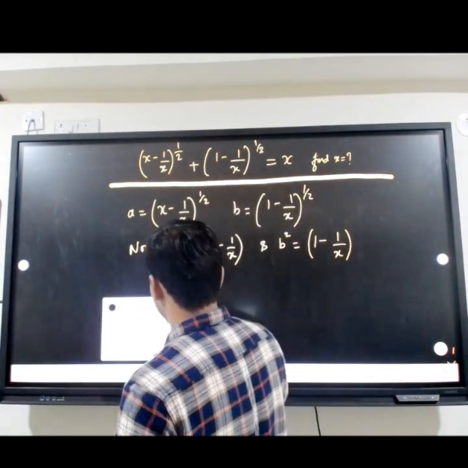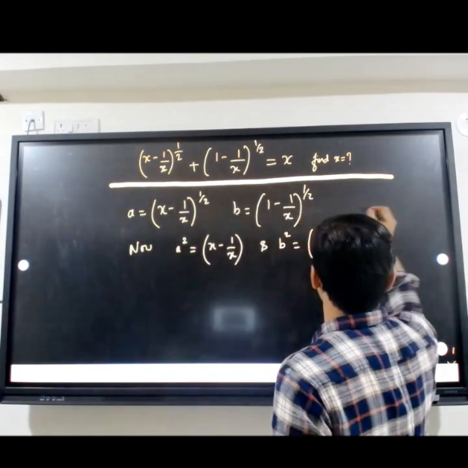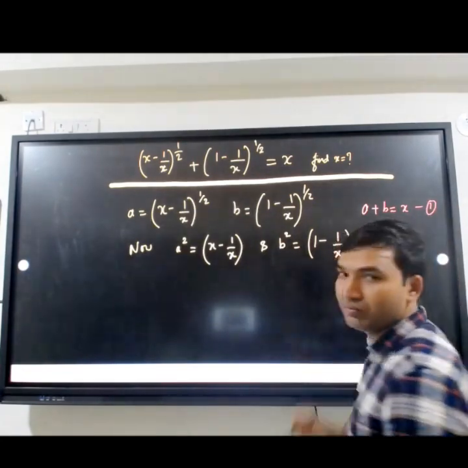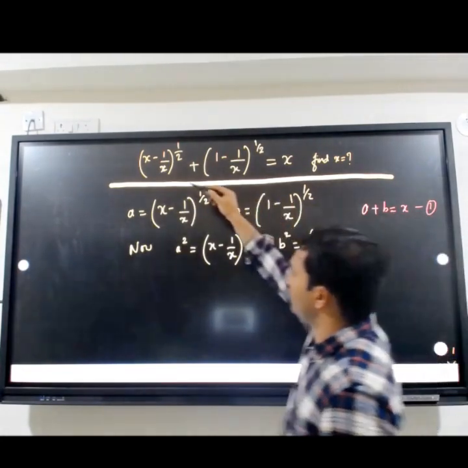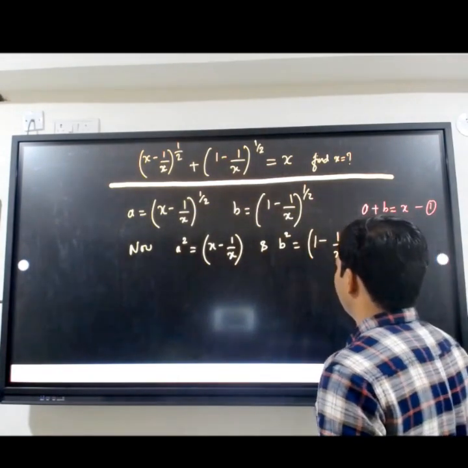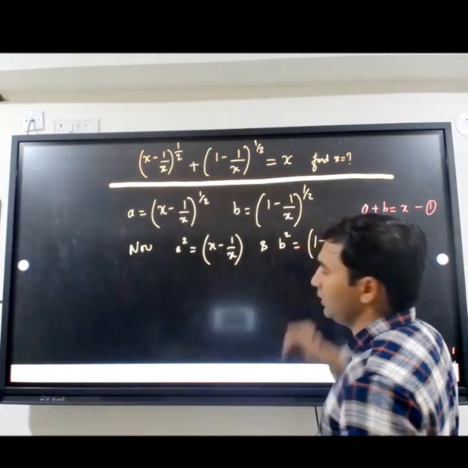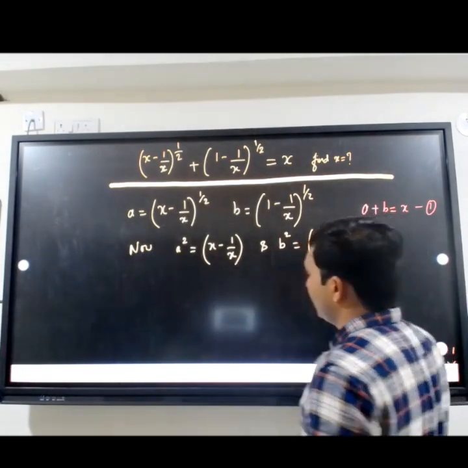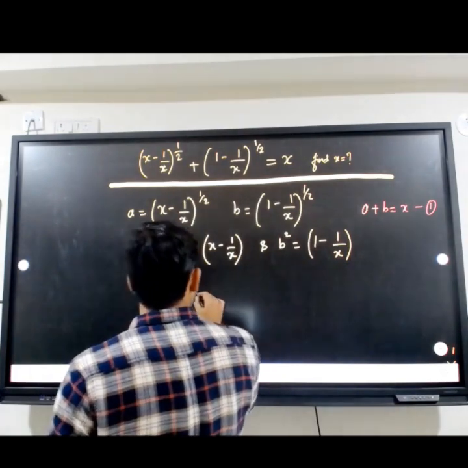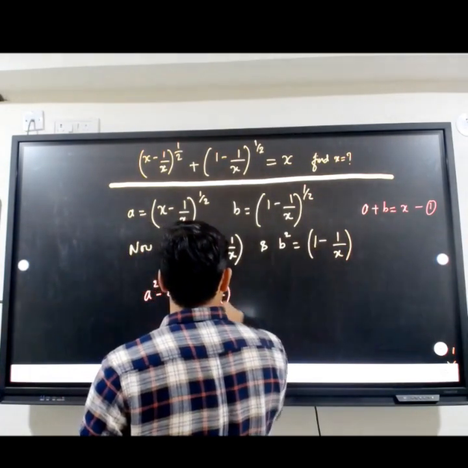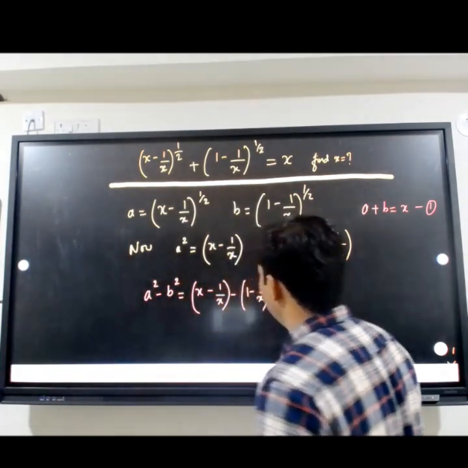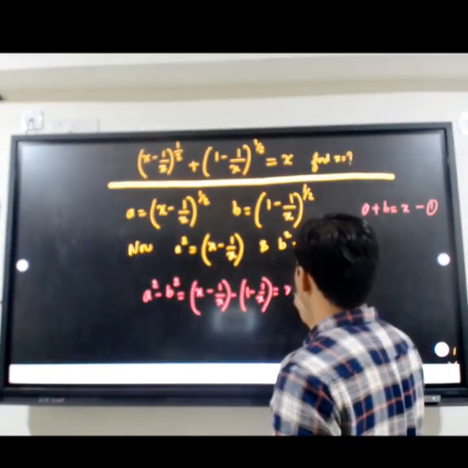All right, so from here, what can we write? We get two things. First thing is, when we assume a plus b, we have a + b = x. Call this equation 1. Okay, because we have assumed this term to be a and this term to be b. This is our first equation. Now we have a square and b square. Now subtract a square and b square. So a² − b² = (x − 1/x) − (1 − 1/x). So when we do this, what do we get? x − 1.